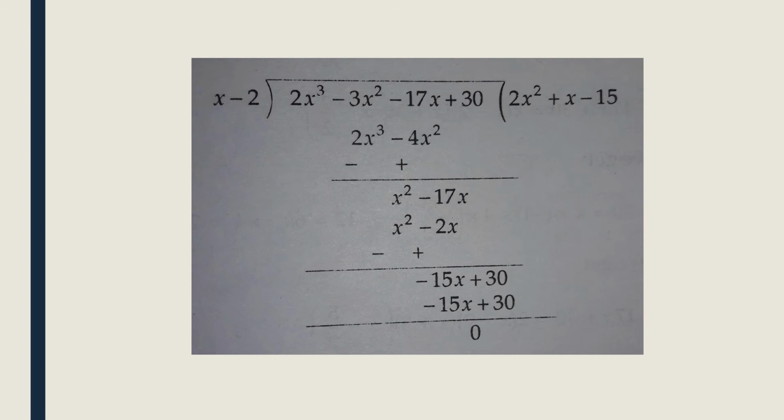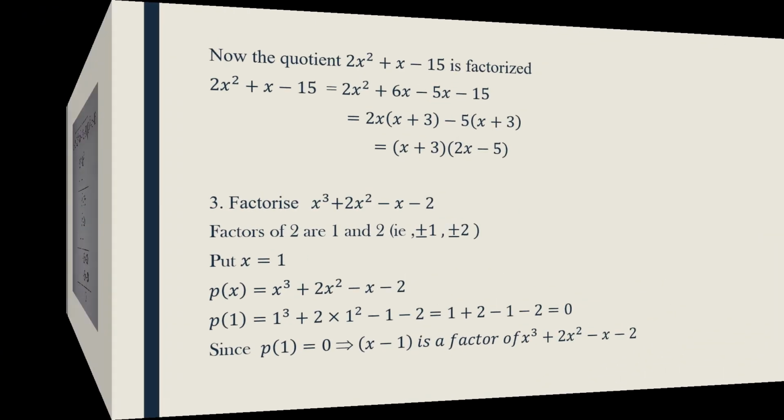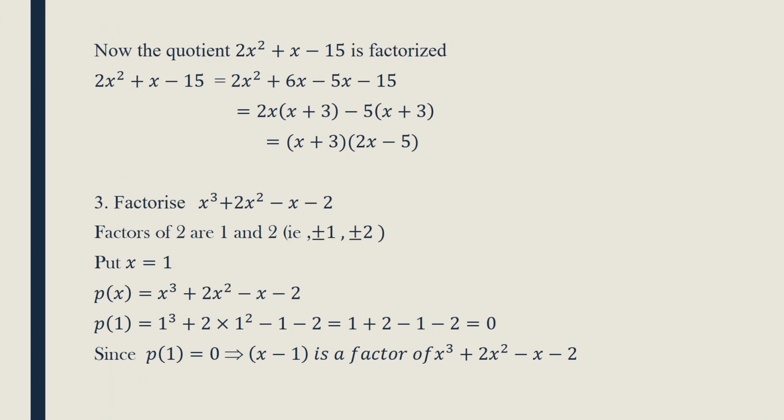Now we can see the quotient is a quadratic polynomial. Using the splitting the middle term method, we can find the remaining two factors of the polynomial. Here we are going to factorize 2x square plus x minus 15, where we can see the coefficient of x square is 2. So for factorizing, we need to take the factors of 2 into 15, that is 30. And we can find the numbers are 6 and 5.